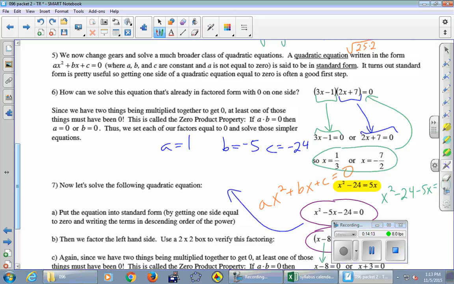Okay, activity starts on the next page. Let's see how far we can get.